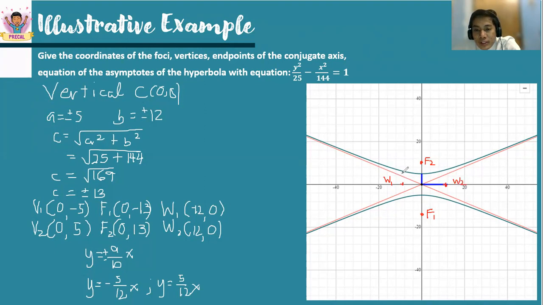We can form the auxiliary rectangle right here, forming the asymptotes. So that is how important the auxiliary rectangle is. And again, the given is center at 0, 0. The v sub 1 and v sub 2 are located here also. So these are the important points of this illustrative example: y squared over 25 minus x squared over 144 is equal to 1.